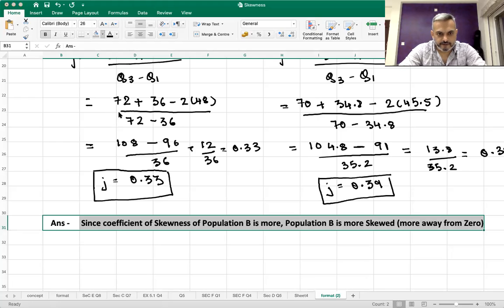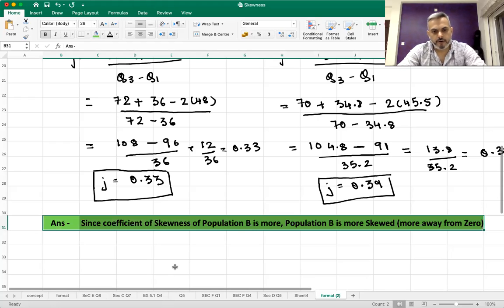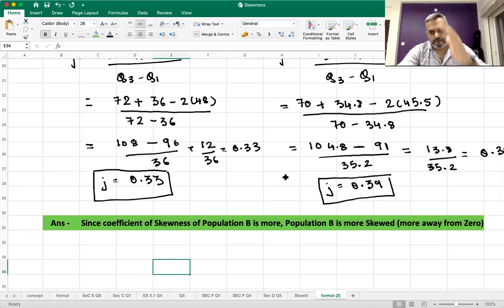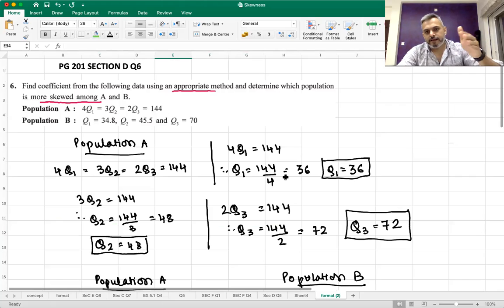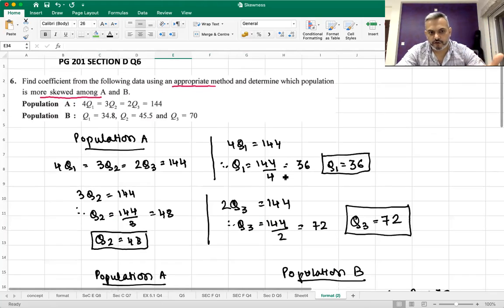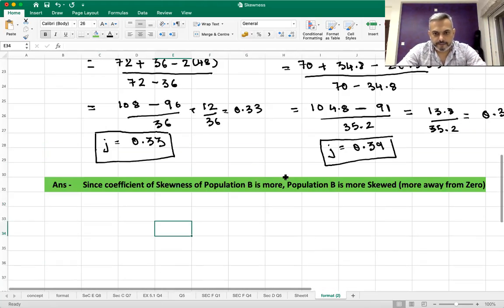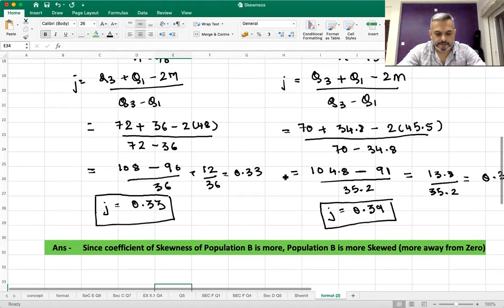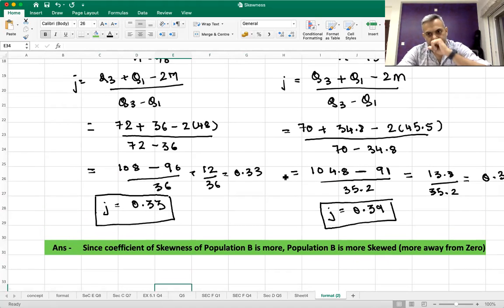You have to write this in exam. If you forget this, your marks are gone because you have just found out the coefficient of skewness, but you have not given the answer to the question. Which population is more skewed? Okay, so important sum for exam. Similar sums of comparison are there in your homework, and now I'm sure you'll be able to do those sums.